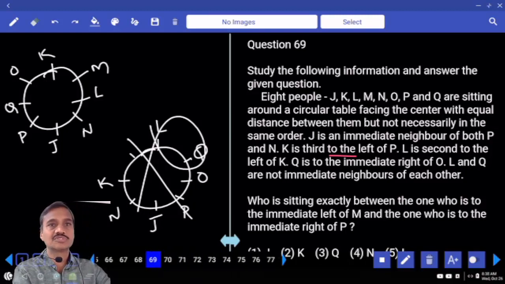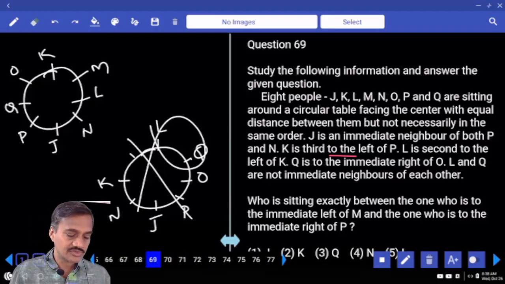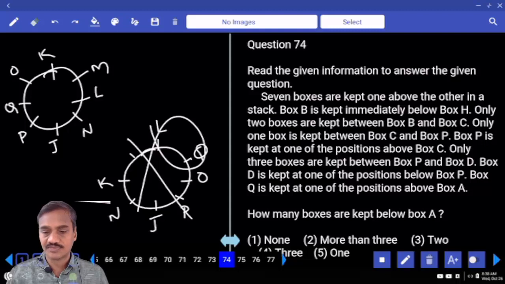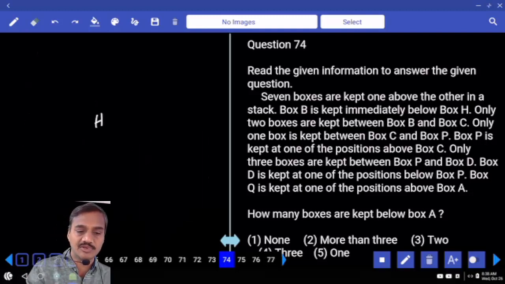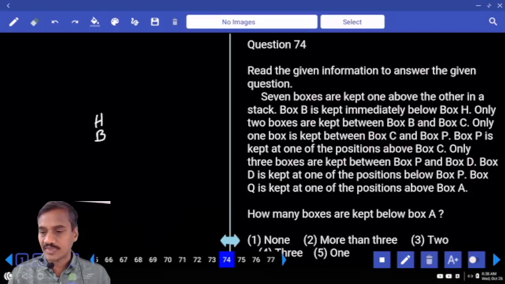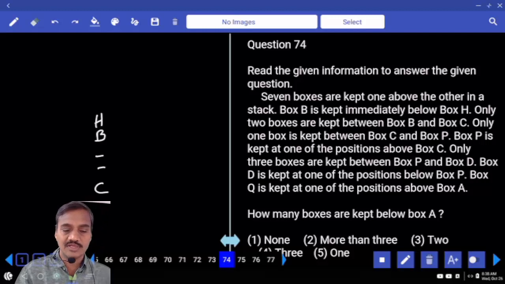Shall I explain the questions? Now questions explain then next one coming to question number 74 onwards. Now here it is based on boxes. How many boxes are there? There are some 7 boxes kept one above the other in a stack. B is kept immediately below H. Where is this B? B is kept immediately below H. B and H must be like this. And next one, only 2 boxes between B and C. In between B and C, there must be exactly 2 boxes. And this is one case.